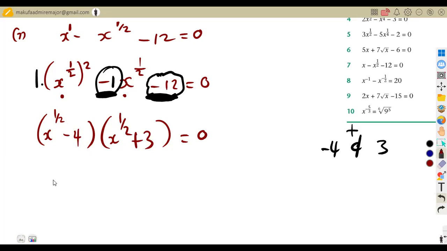So one of these brackets must be equal to 0. x to the exponent of 1 over 2 minus 4 must be equal to 0, or x to the exponent of 1 over 2 plus 3 must be equal to 0. Transpose this.